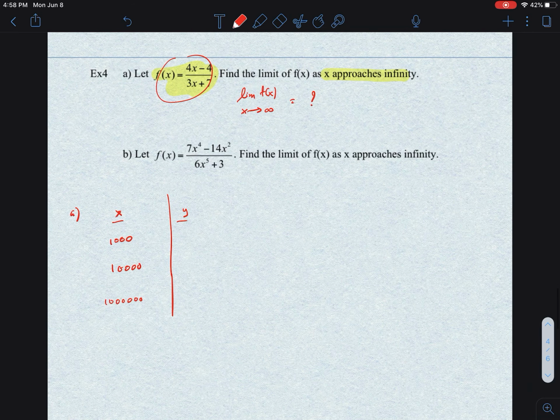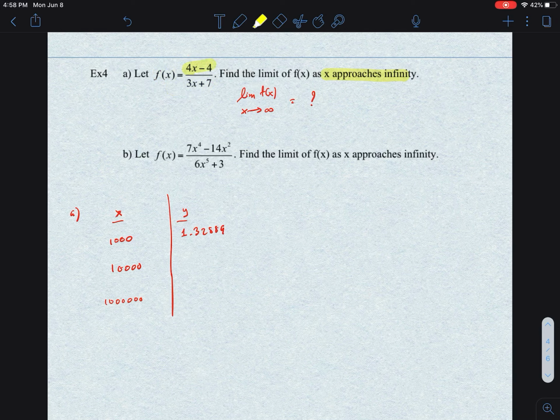We can crank this into a calculator and see what it's doing. So I'm going to go ahead and do that really quick. So 4 times 1,000 minus 4 divided by 3 times 1,000 plus 7. So it looks like we get 1.32889 for that one.